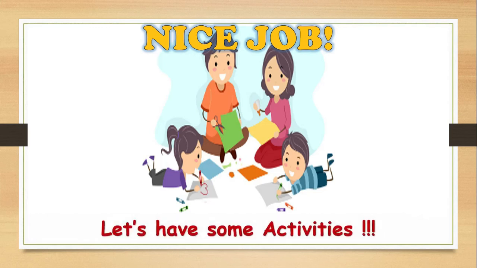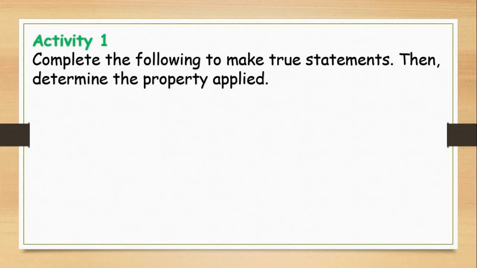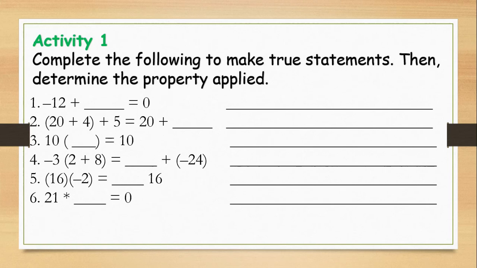So let's have some activities. Tingnan natin kung naintindihan natin yung ating lesson. Activity 1. Complete the following to make true statements. Then determine the property applied. So 1 to 6, sasagutan natin. Doon sa 1 to 6, may mga blanko dyan, pupunan nyo ng tamang sagot para mag-equal siya. Okay? And then, aalamin nyo kung anong properties ang ginamit at isusulat yon sa kanang bahagi. So, pwede nyo i-pause yung video para masagutan nyo, at pagtapos na kayo, pwede nyo ulit i-play yung video.